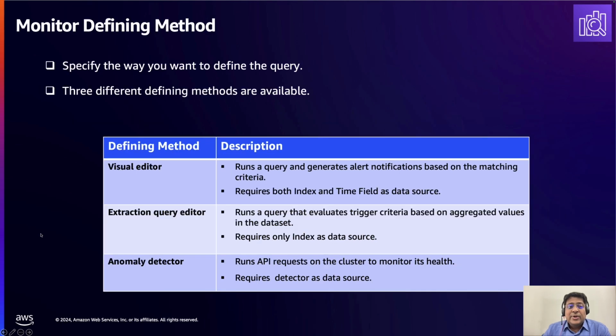The next step is the monitor defining method that specifies the way you want to define the query. Again, there are 3 different defining methods available: visual editor, extraction query editor, and anomaly detector. The visual editor defining method will require running a query that generates alert notification based on the matching criteria. It will require both index and time field as data source.